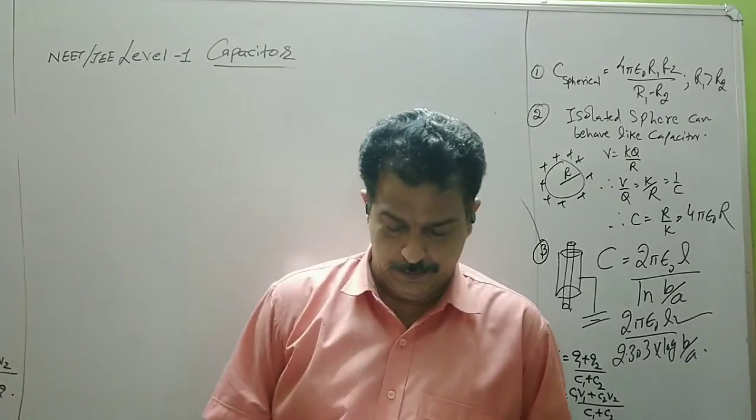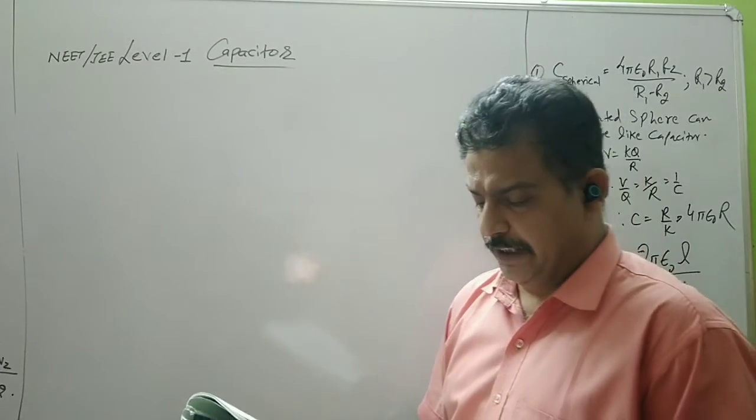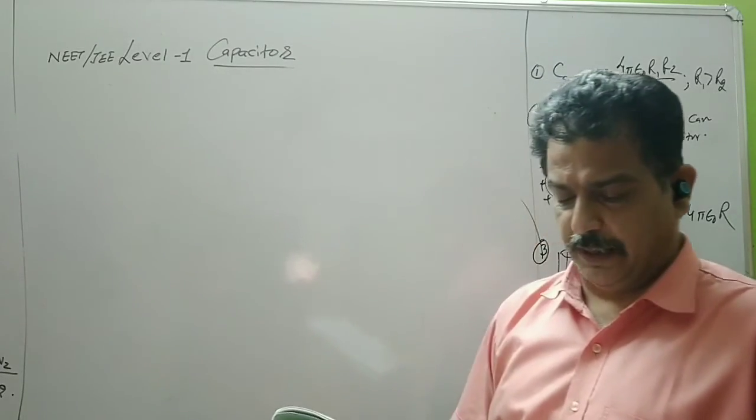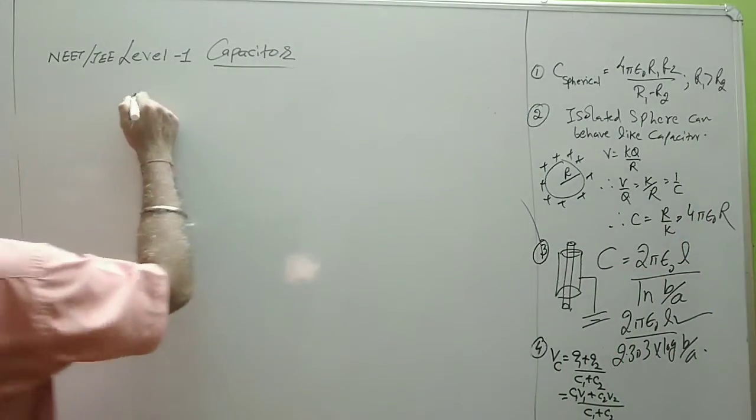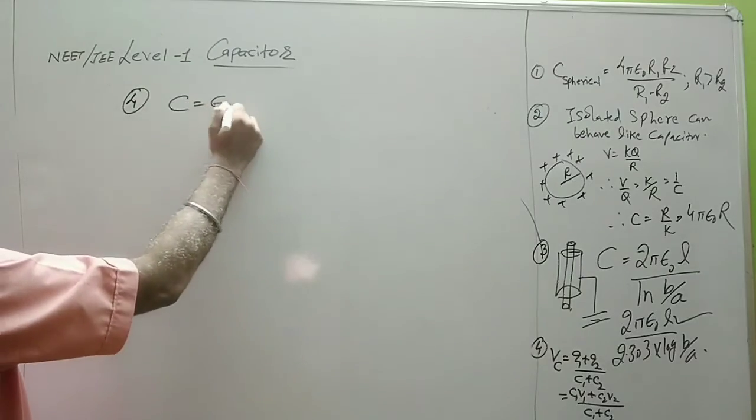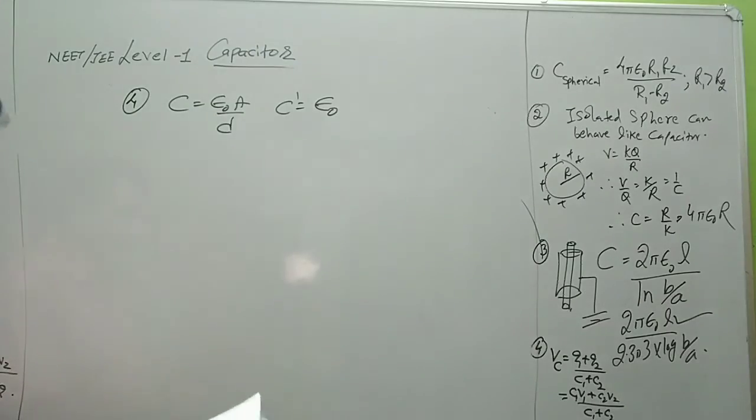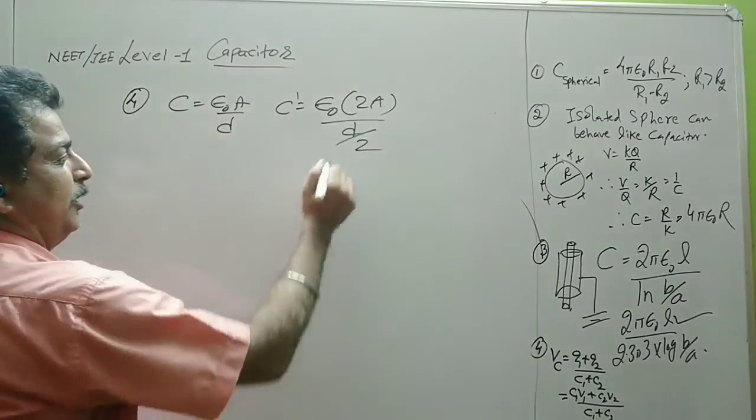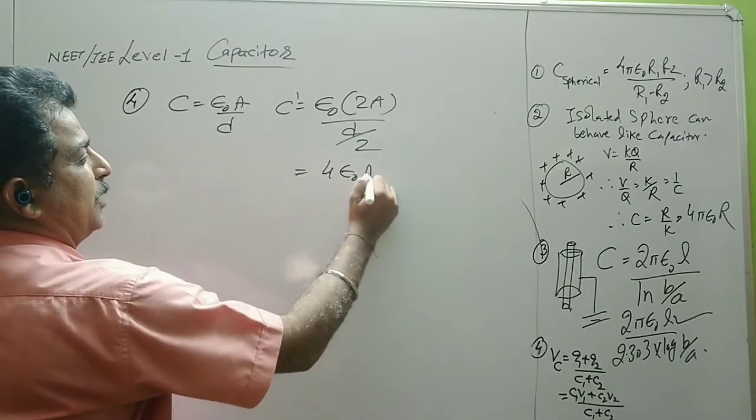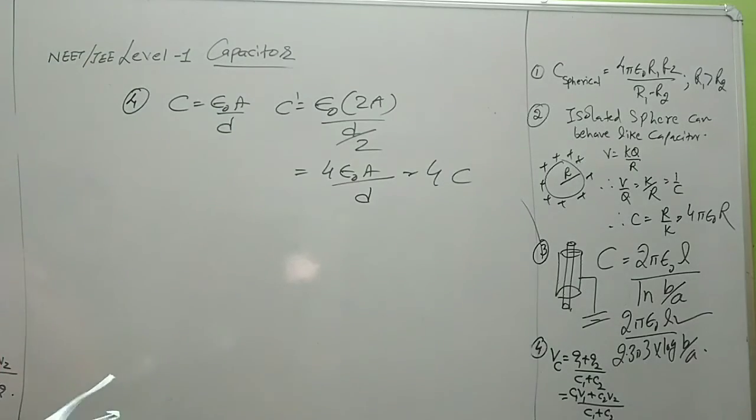MCQ number 4. Again it is a basic direct application. If the distance between the plates of a capacitor is made half and the area is doubled, what is the new capacitance? So C is equal to epsilon naught A by D. C dash is epsilon naught, area is doubled, so 2A, distance is half, that is D by 2, so it becomes 4 epsilon naught A by D. So the answer becomes 4C. That is, capacitance becomes 4 times.